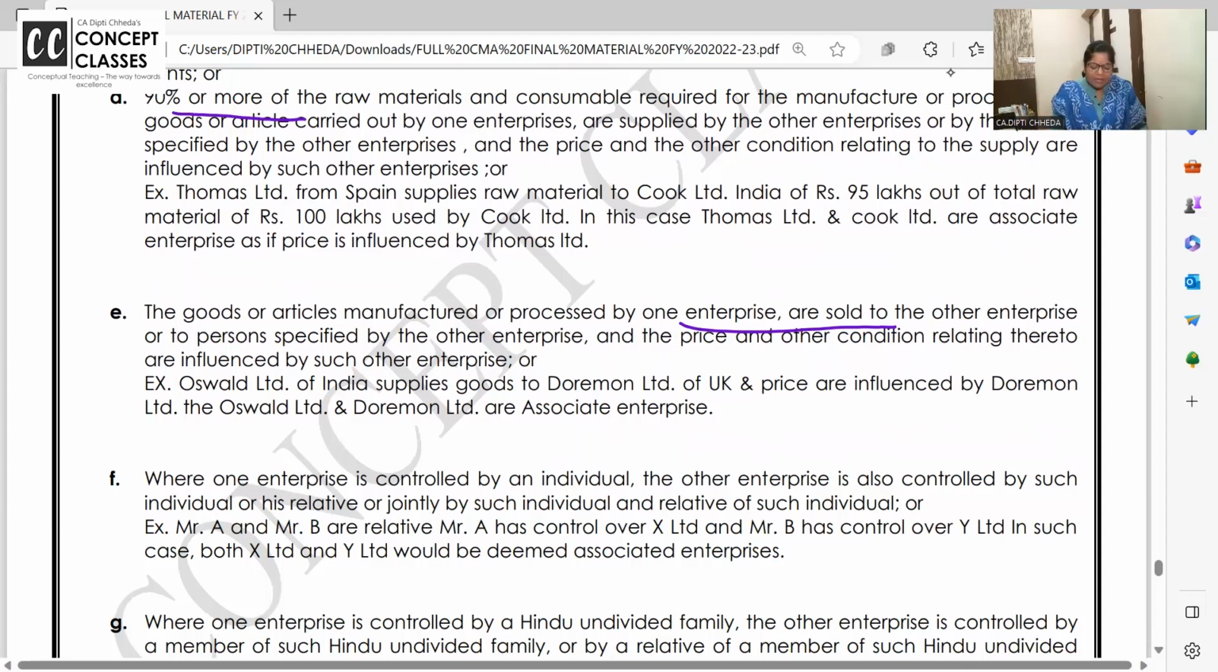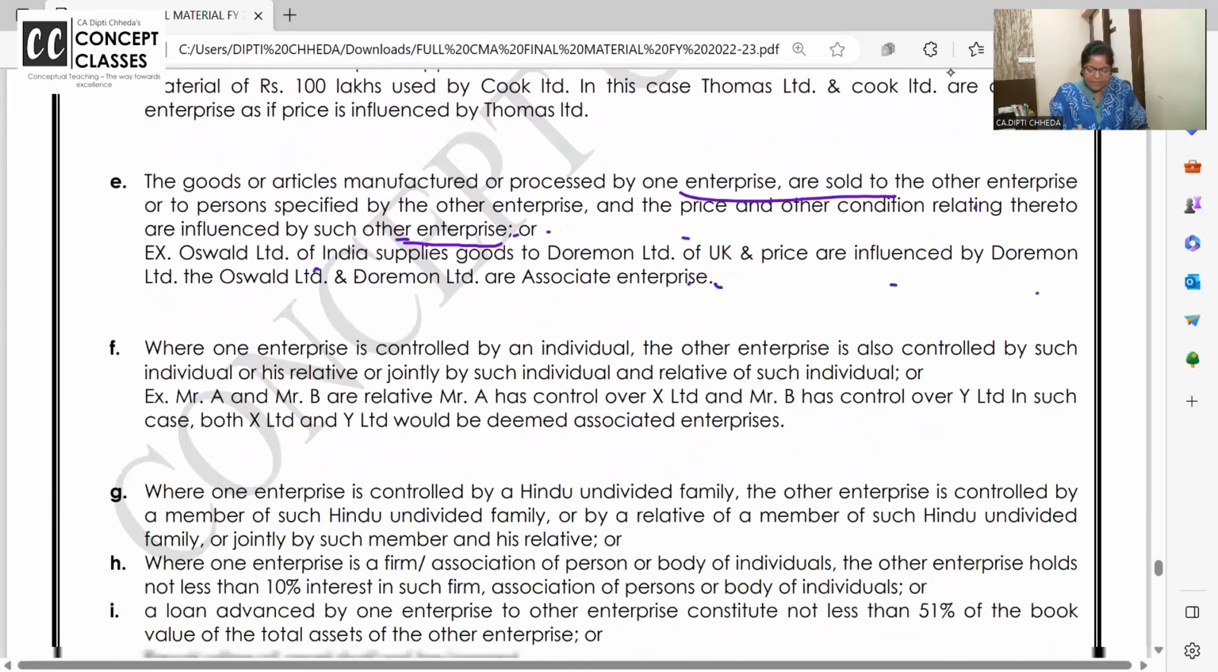and the party to whom we are selling is influencing our price. For example, goods and articles are manufactured and sold to another enterprise, and the price and other conditions relating to sales are influenced by that enterprise. Oswald Limited supplies to Doraemon of UK, and the prices and all are influenced by Doraemon. Then Oswald and Doraemon will become associate enterprises.